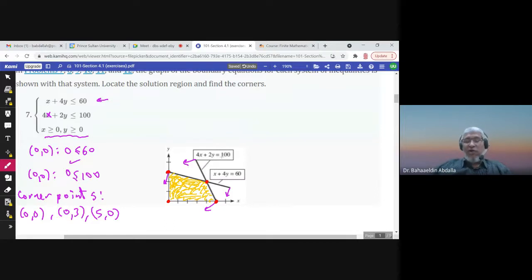So I have 4x plus 2y equals 100 and x plus 4y equals 60. The first equation I will write as it is, but I will multiply the second equation by negative 4. So negative 4x, negative 4 times 4 is negative 16y, negative 4 times 60 is negative 240. When I add, these two cancel, and I have negative 14y, 16 minus 2, equals negative 140.